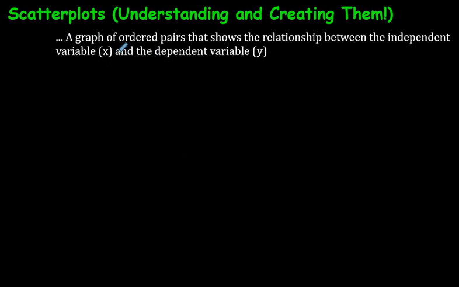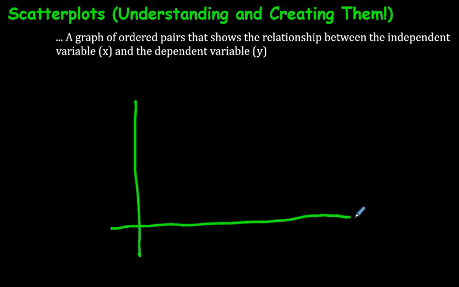So a scatter plot is really a graph of ordered pairs. And remember, ordered pairs, just watch the video on the Cartesian plane that I have. That explains ordered pairs, and it shows the relationship between two things. One is independent and one is dependent. So I'm going to draw a little graph here. This is just the first quadrant, as I said in the Cartesian plane video.